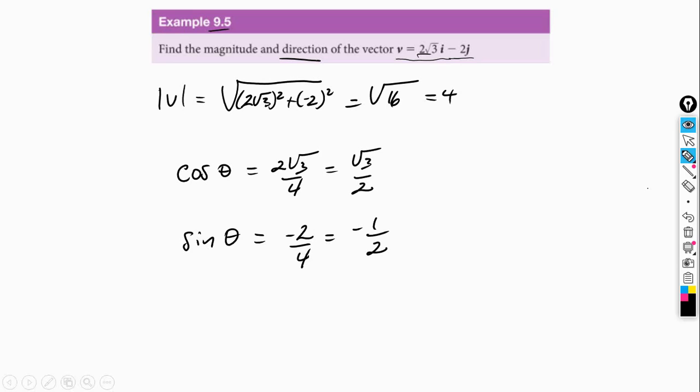So notice that from the unit circle, we know that this angle would have to be in the 4th quadrant, with this being negative 1/2, and this distance here being square root of 3 over 2. So obviously the reference angle is 30 degrees. But because it's clockwise, it means theta is equal to minus 30 degrees, or in radians, this would be minus pi over 6 radians.